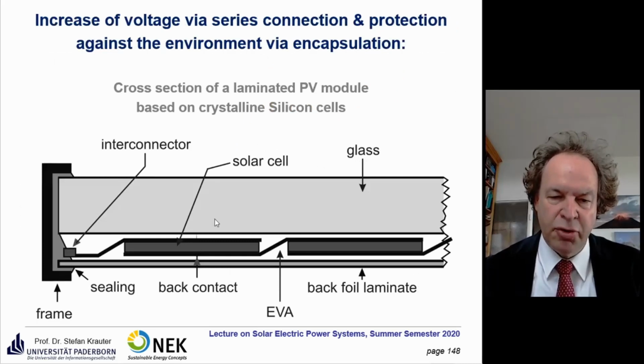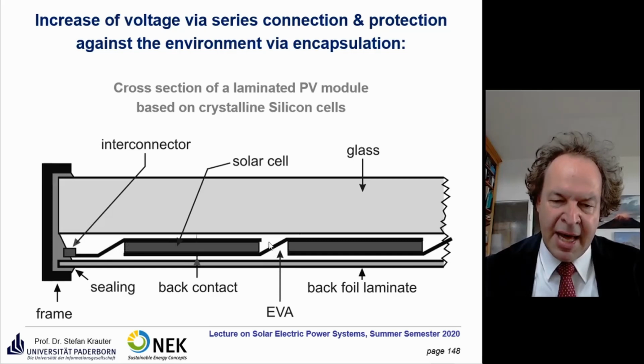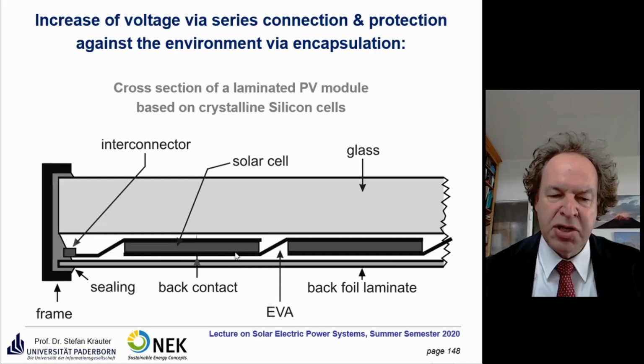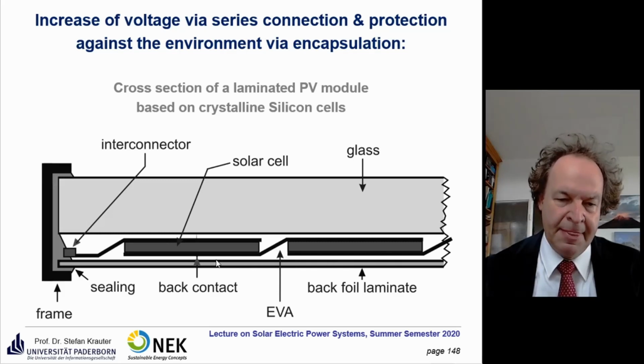Here again, we see the cross section with the glass and the interconnected solar cells. Here the stripes are quite straight. Usually you apply a bow here to make it possible for the solar cells to thermally expand, because they have a different thermal expansion coefficient than the EVA, the glass, or the backsheet laminate. So you allow the cells to expand at a different rate than the rest of the laminate.